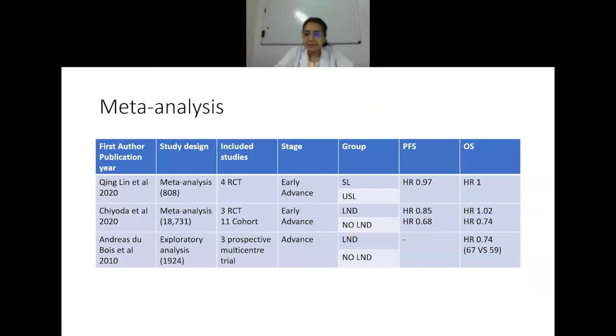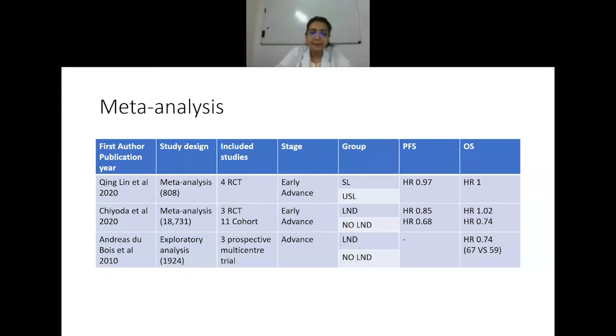This table tells us about various meta-analyses that were done to assess the efficacy of systematic lymphadenectomy in ovarian cancers. The first was published in 2020 by Quinglin et al. It was a meta-analysis that studied the above 4 RCTs, including both early and advanced. So the groups were divided into systematic lymph node dissection and lymph node sampling. For progression-free survival and overall survival, there was no difference.